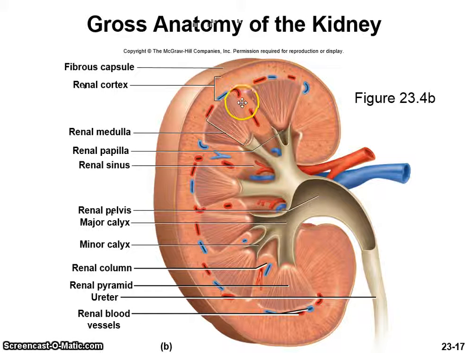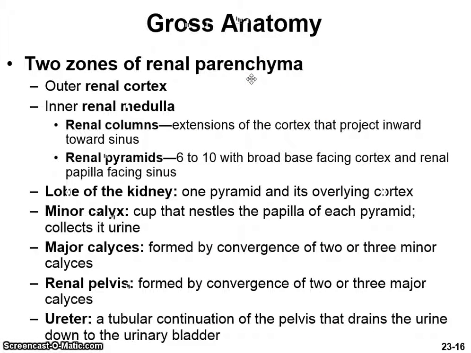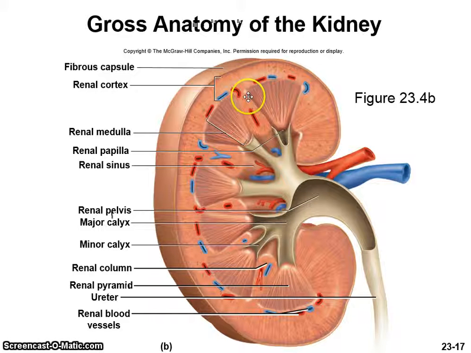So a lobe of the kidney is going to be one pyramid and its outer overlying cortex. So this followed by this is going to be one lobe. The minor calyx is going to be the smaller cup that is right here. Right here.